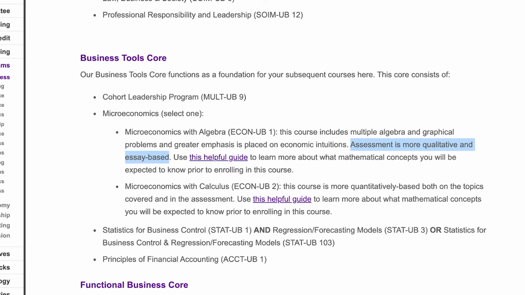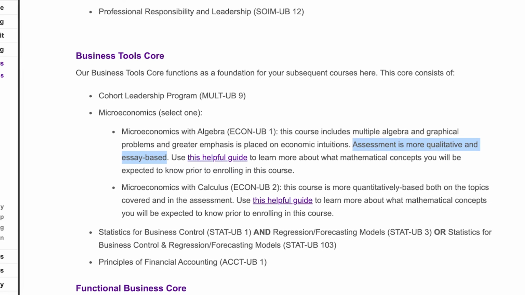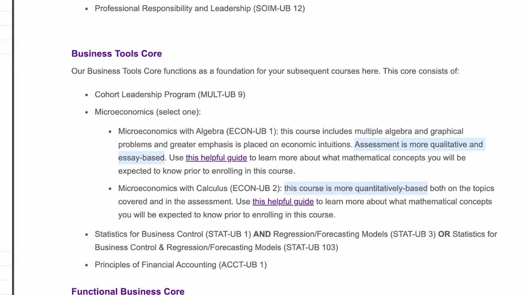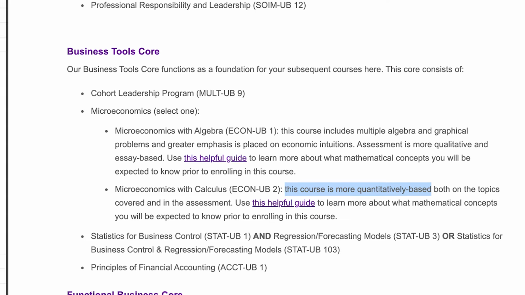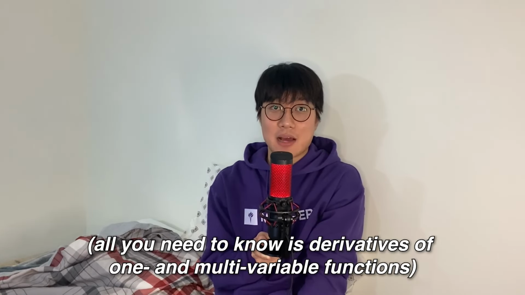I took Micro with Calculus because I heard that the algebra version was more qualitative and involved more writing, while the calculus version was more quantitative and involved more numbers. So if you like writing, take the algebra version. If you like numbers like I do, take the calculus version. The calculus version ended up not even having that much calculus anyway.